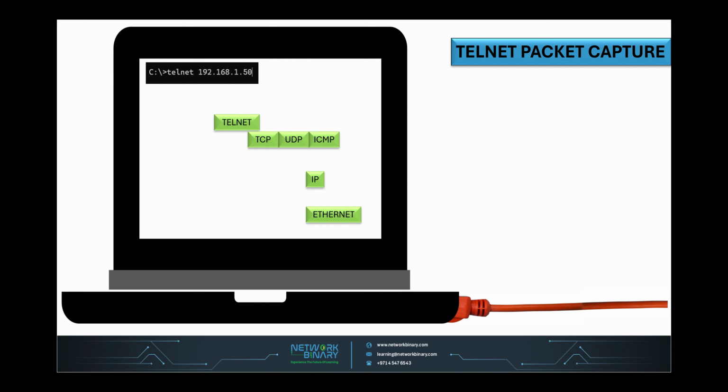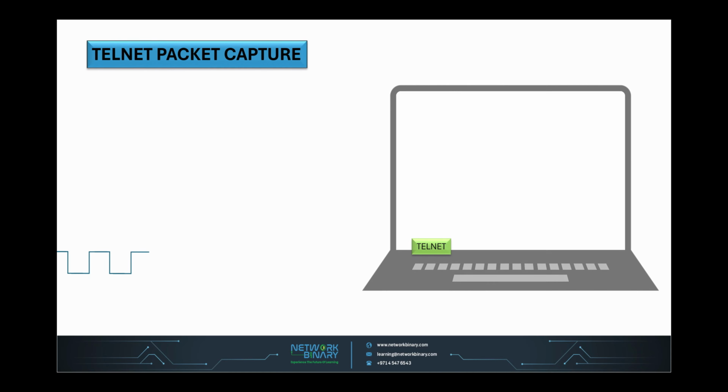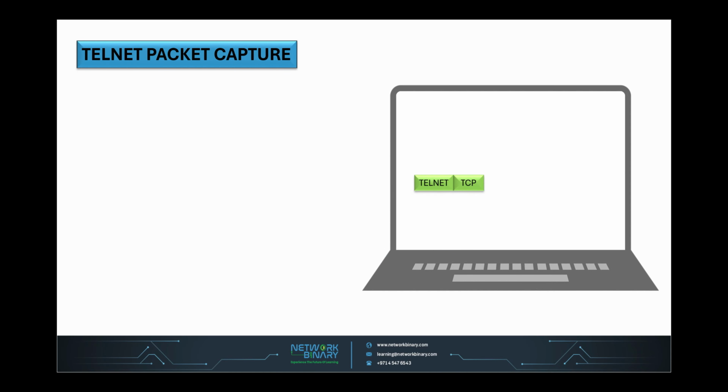We got, let's say, Telnet. Telnet goes to TCP, TCP to IP, IP to Ethernet, and then it goes to the LAN card, which converts it into the signal. The signal goes to the destination. The destination receives that, and then it decapsulates step by step. And now we have the Telnet on the server.